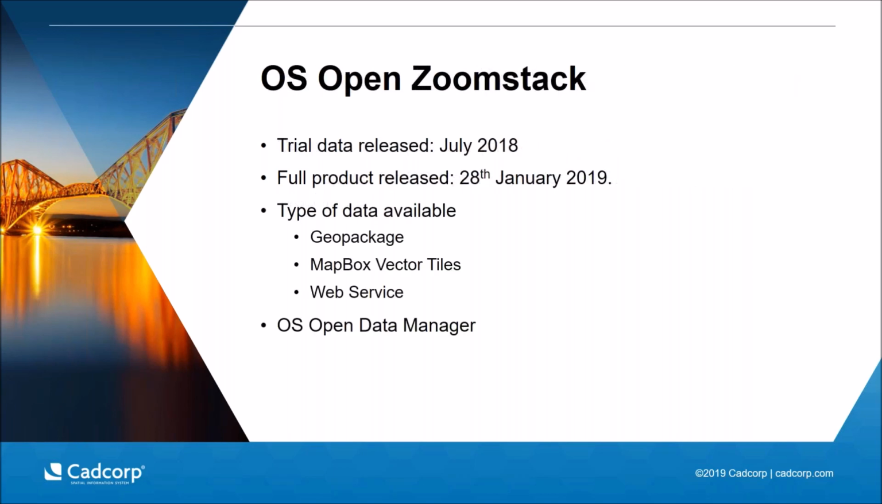So as Charlie said, the trial data was released in July 2018 and the full product was released on the 28th of January. And we've got the 3 types of data that are available. Again, as Charlie said, we support the geopackage file that the data comes in, the Mapbox vector tiles, and the API service, which is hosted as a web service that we can connect to.